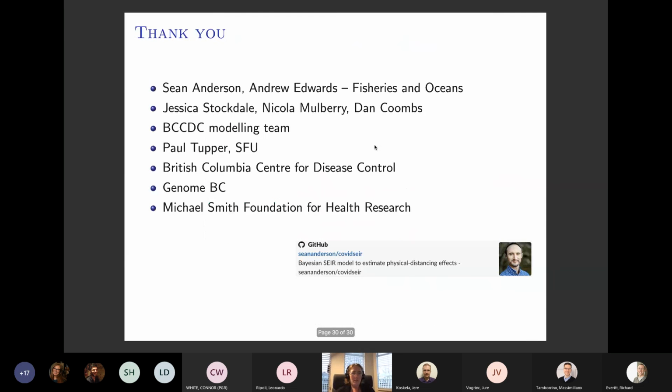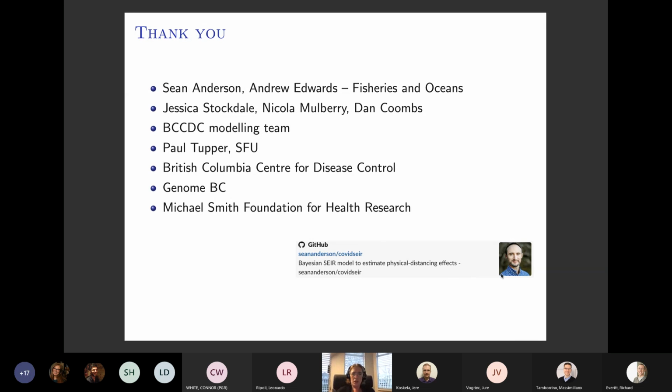Okay. This is work that's been done in collaboration with the BC CDC, the British Columbia Centre for Disease Control. My group at SFU and Dan Coombs' group at UBC have participated in that modeling team. My colleague Paul Tupper made the figures and has really led the individual-based work, and we're funded from Genome BC and the Michael Smith Foundation for Health Research, as well as the Canadian federal funding sources.